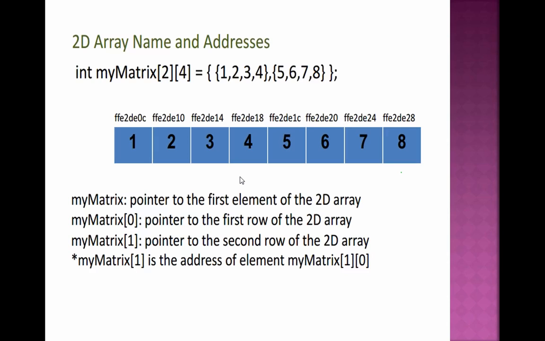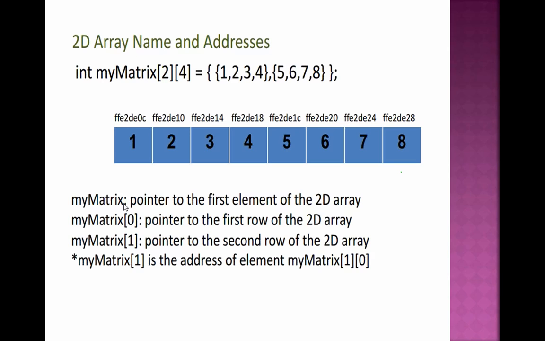That contains 2 parts, 1 2 3 4 5 6 7 8. Now this is the explanation. My matrix is the array name that points to the first element of the 2D array, because there is no index in this, so it points to the first element of the 2D array, that is this one. If I am using 0, it points to the first row of the 2D array. Here there is no 0, there is no 1, so it points to the first element of the 2D array.